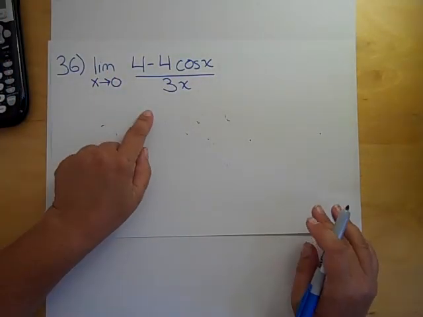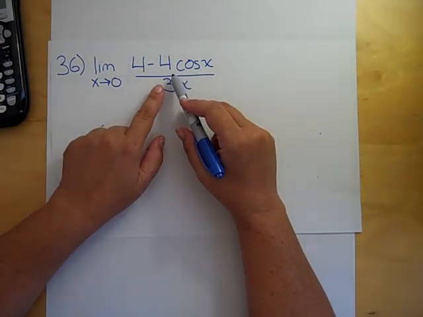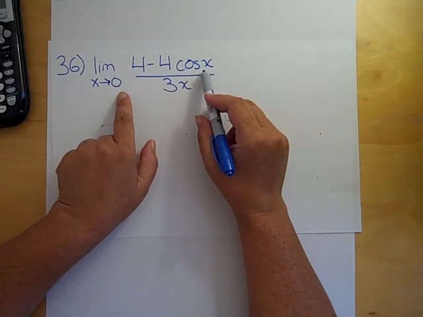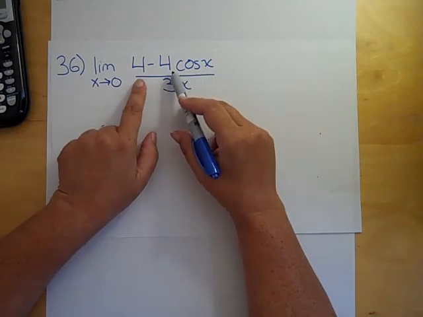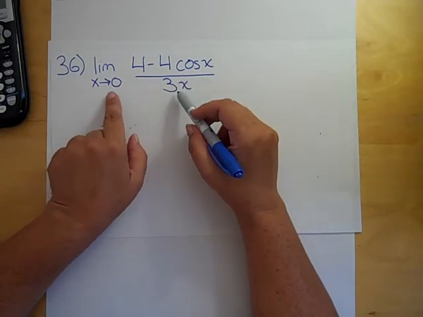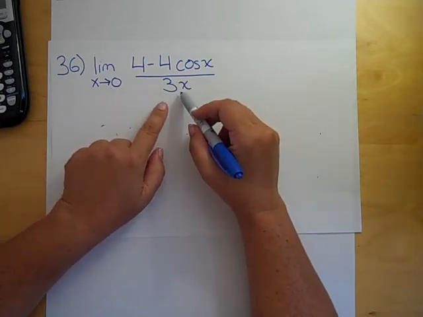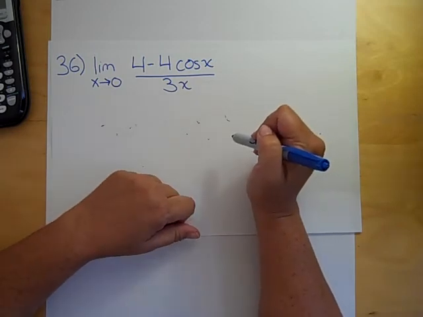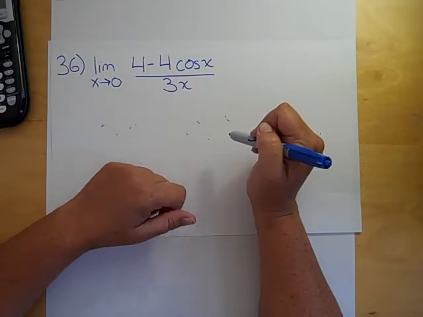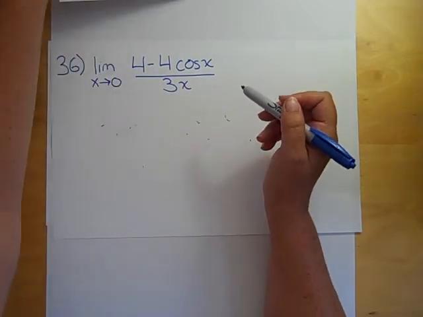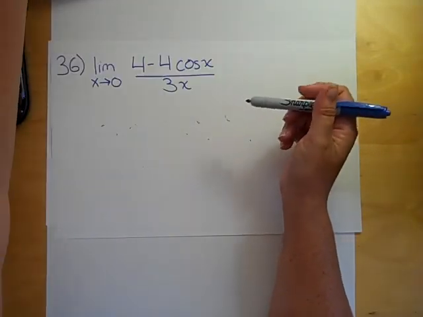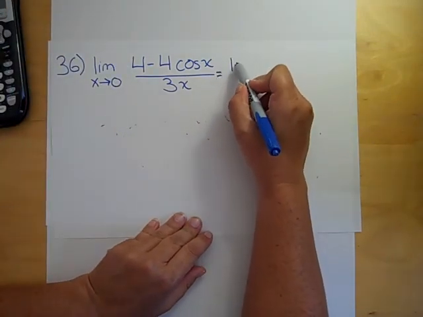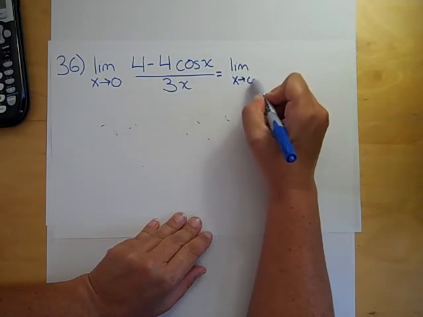So when we plug into this problem, we get 4 minus 4 cosine of 0. Do you remember that cosine of 0 is 1? So we get 4 minus 4 in the numerator, which is 0. And we get 3 times 0 in the denominator, which is 0. So we get 0 over 0. So we know there's more work to do here. And since this looks a little bit like our special limit, let's see if we can make it look exactly like the special limit. So what if we factored a 4 out of the numerator?